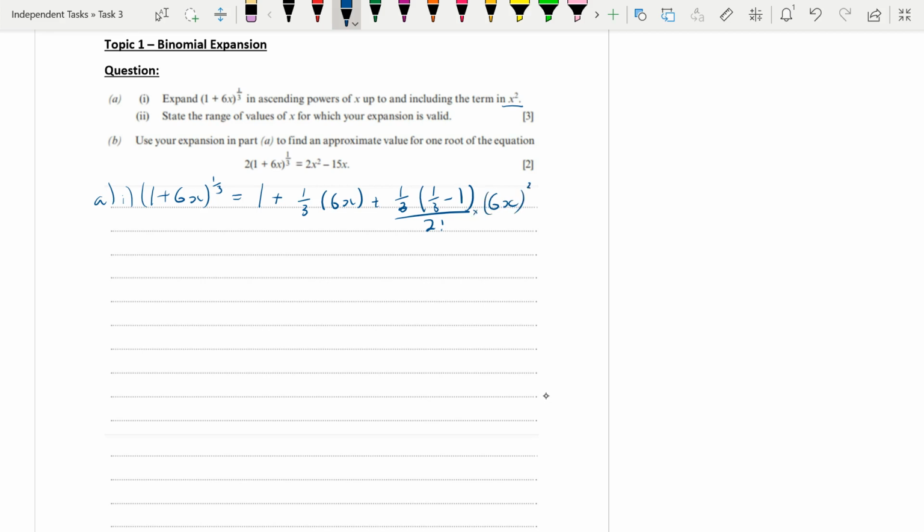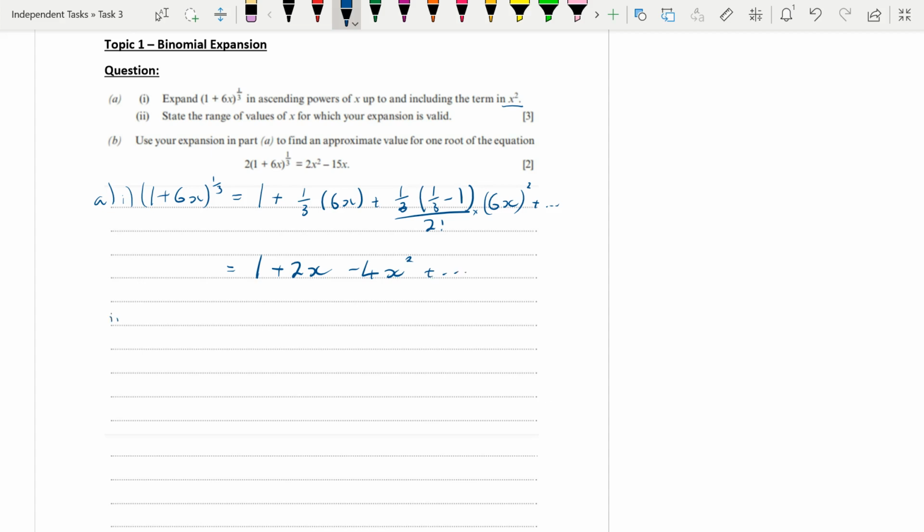Okay, now I don't need to go any further because this last term is going to give me x squared. So if I simplify all this out, I get 1 plus 2x. Now what I'm going to do is plug everything in here into my calculator. So I'm going to do this fraction, and I'm going to times it by 36 because that's going to be 6 squared, and I get minus 4x squared. So there's my expansion done for that first part.